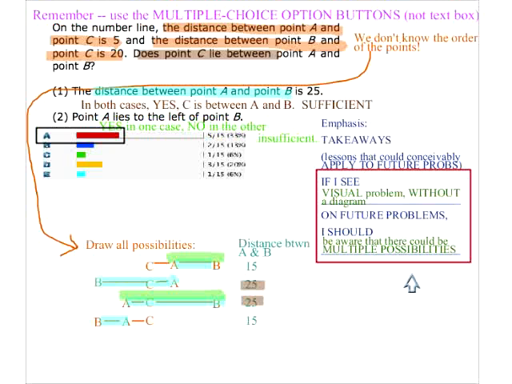Any questions about this problem? Type in the text box. Otherwise, we will move on to another problem. Okay. No questions. All right, let's move on.